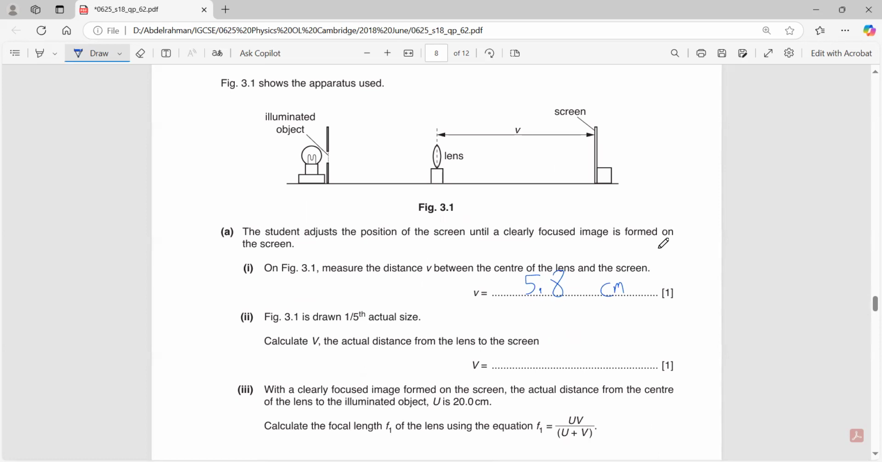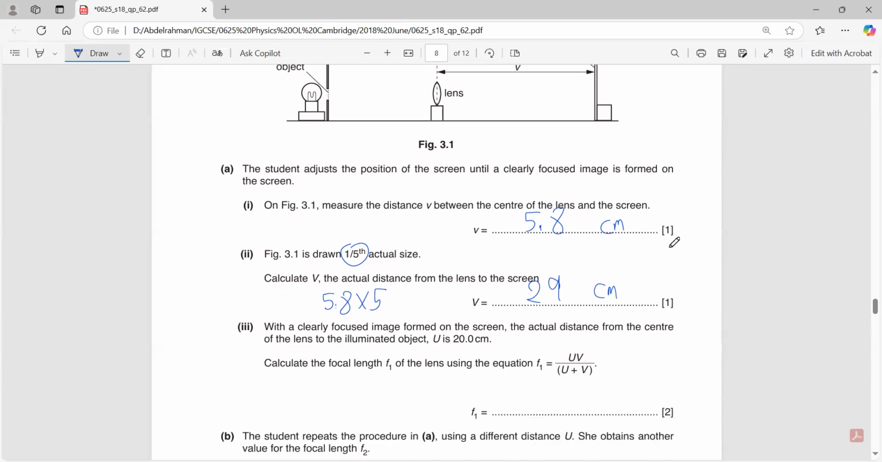Can I find the actual distance? If it is 1/5, all you do is 5.8 divided by 1 over 5, or basically 5.8 times 5, which is 29 centimeters. So the actual distance is 29 centimeters.